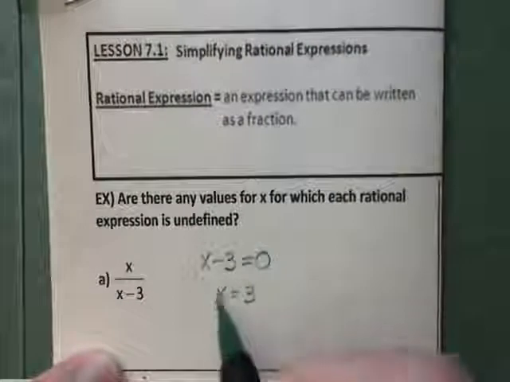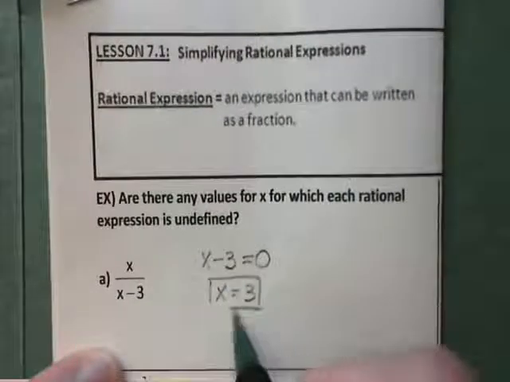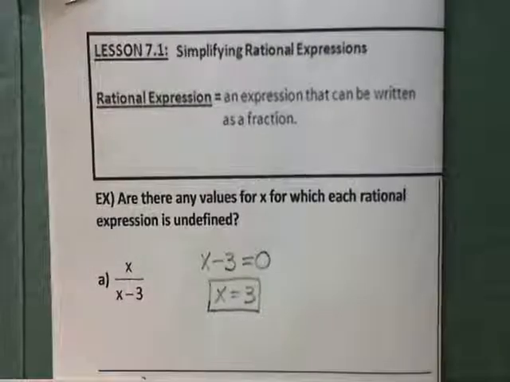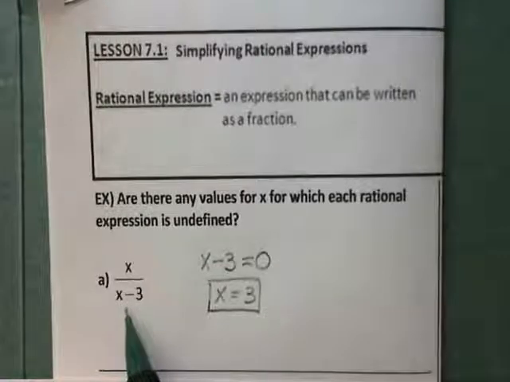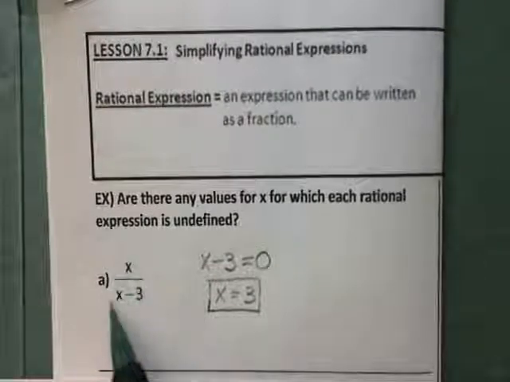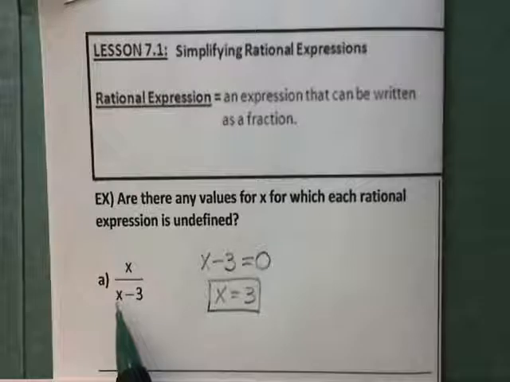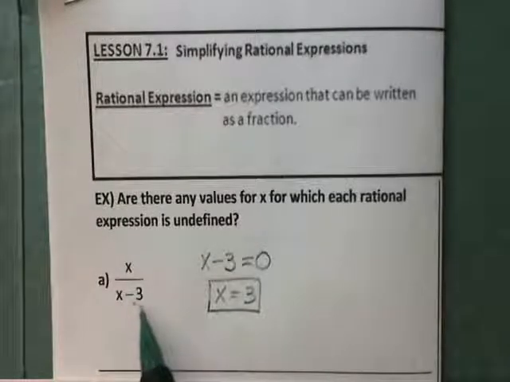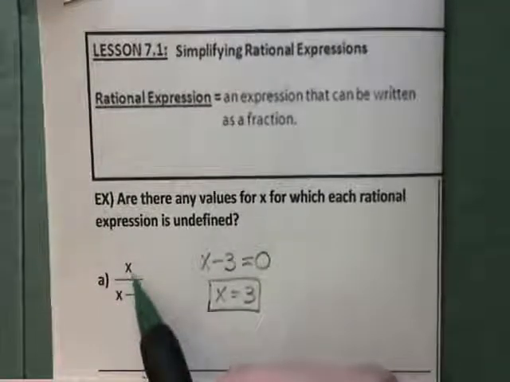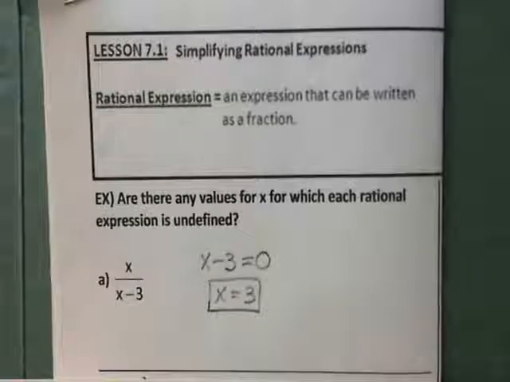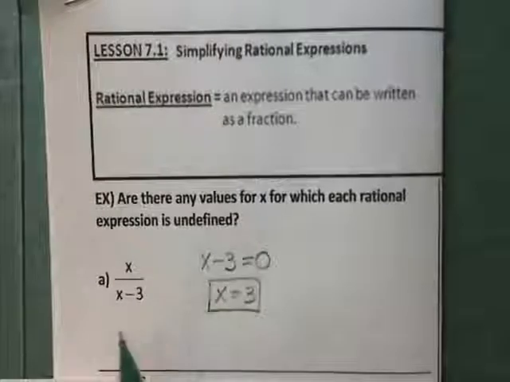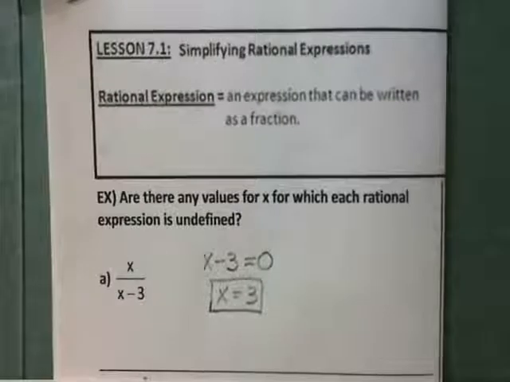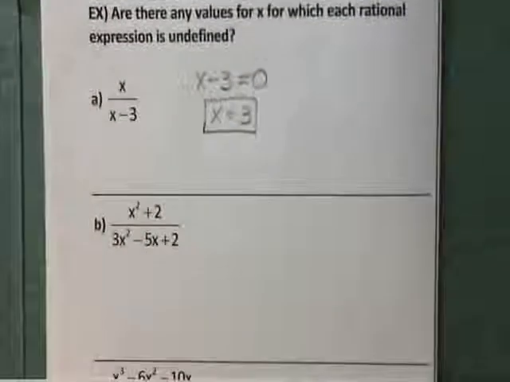When we move the 3 to the other side, we get x equals 3. So in other words, the value of x that will make the denominator 0, or in other words, make this fraction undefined, is 3. Because if I put 3 right there, 3 minus 3 is 0, then I will have x over 0, and that's undefined. So basically that's what the problem is asking. Is there any value of x that will make this undefined? Yes, x equals 3.